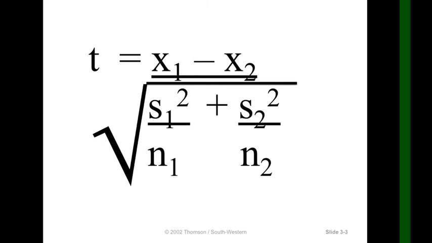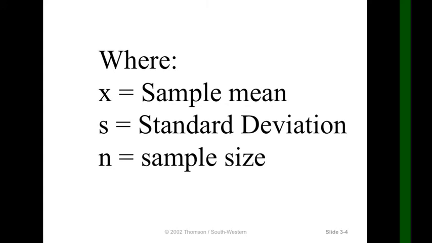The formula to solve for the t-test for independent samples, we have x1 minus x2, which is the sample mean 1 minus sample mean 2, over the square root of the variance, which is s1 squared over n sub 1, plus s sub 2 squared, which is the variance 2, or the standard deviation squared, over n sub 2. So, where x is the sample mean, s is the standard deviation, and when it has a squared, that's variance. And n equals the sample size.